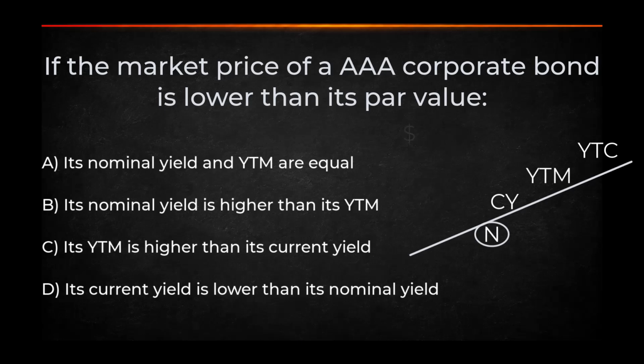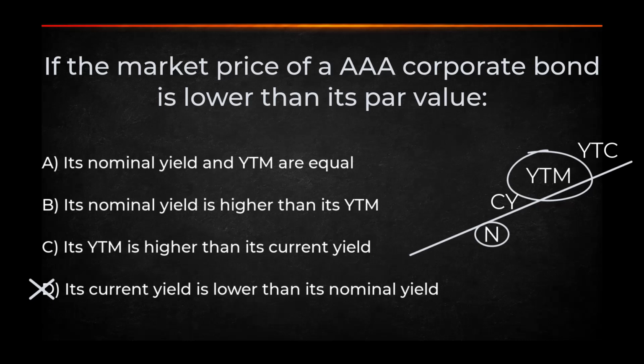So let's start at the bottom. Answer D, its current yield is lower than its nominal yield. Well, that is not true. Looking at this chart, I can clearly see that the CY, the current yield, is higher than the nominal yield. Okay, the nominal is actually the lowest yield. Now, if we look at answer C, its YTM is higher than its current yield. Well, looking at that appears to be accurate.